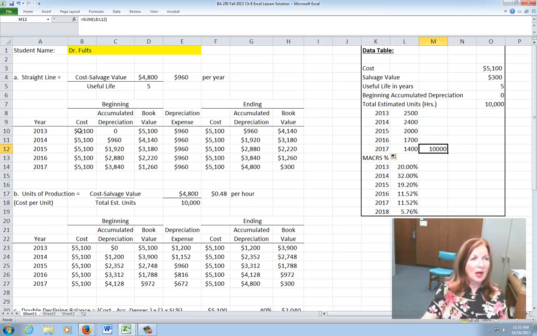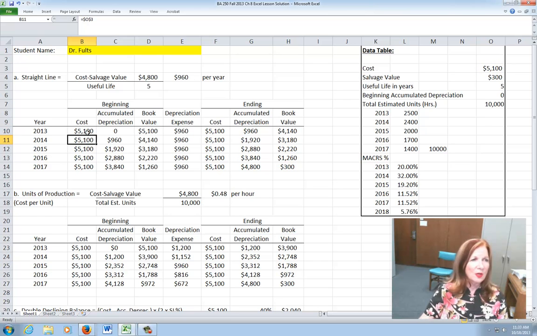So now under cost, you have a blank. You want to click on cost, and you want to do equal. So I'll put in the equal. You want it to equal $5,100, and you want to do enter.